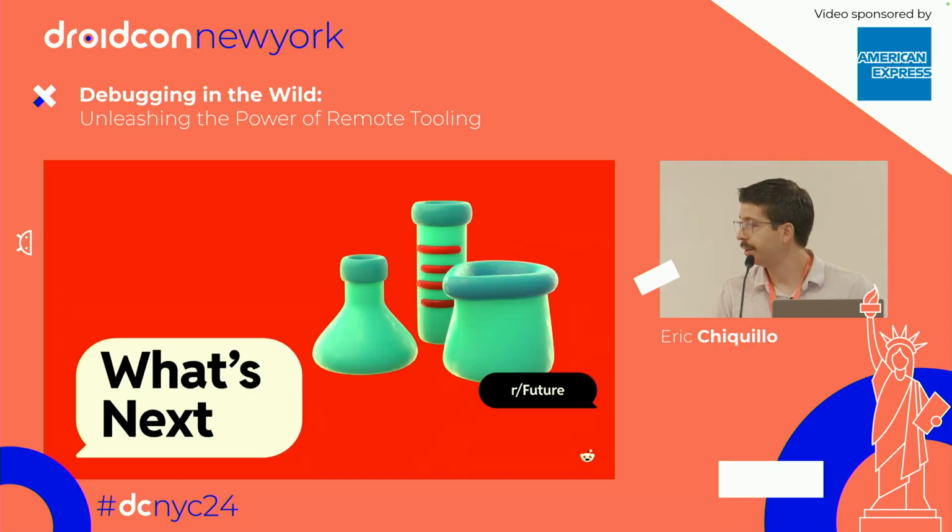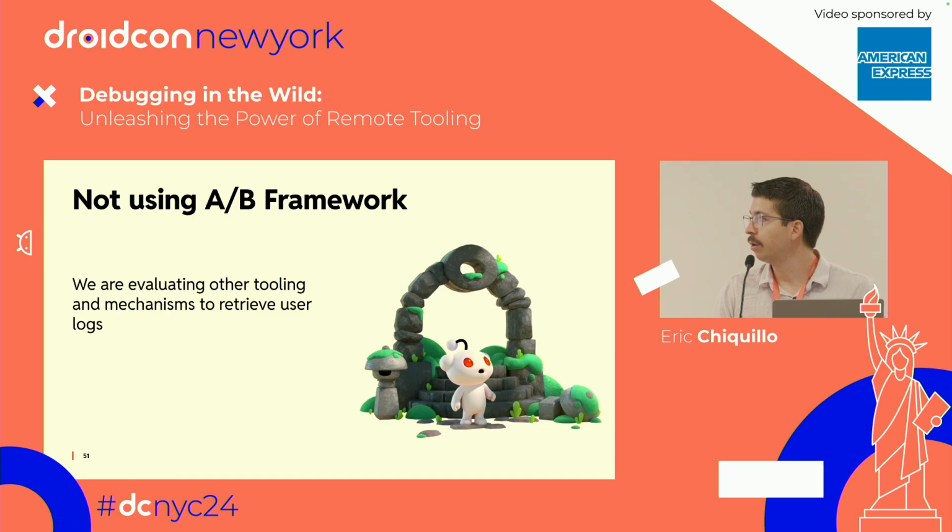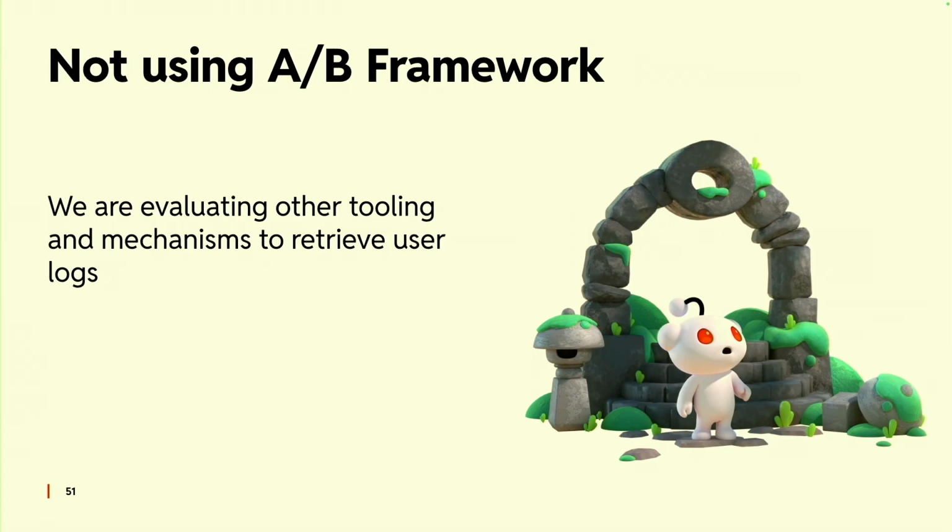So what's next for us at Reddit? We're looking for ways of not using the A/B testing framework to get these log data back. There's no issue using the A/B testing framework, but we're trying to see if there's other tooling or ways to get that info back so that we can effectively debug more issues in the future.